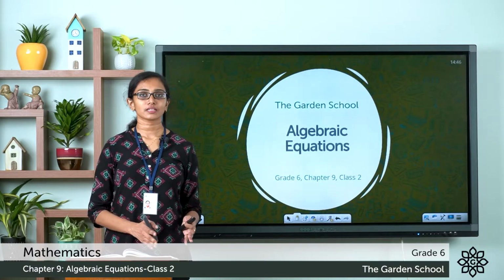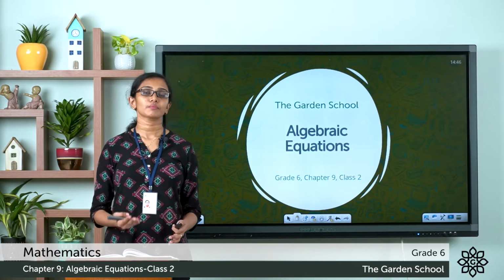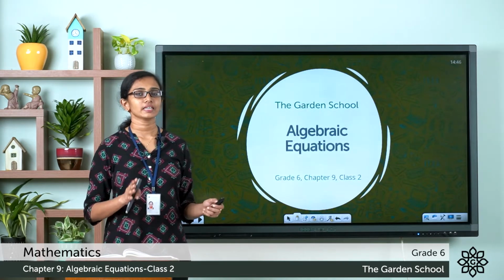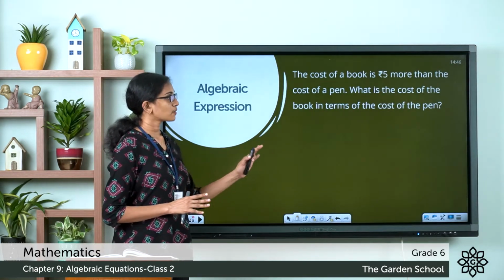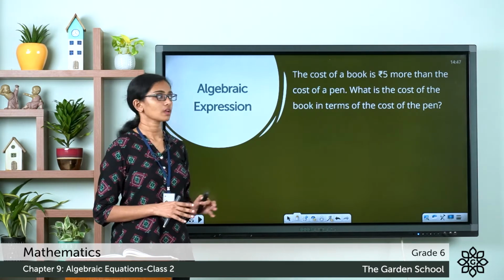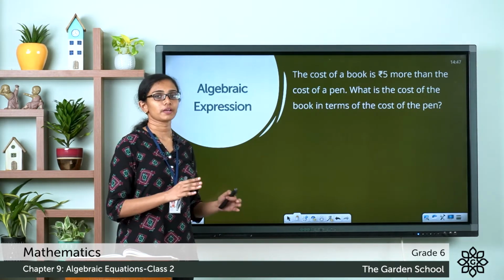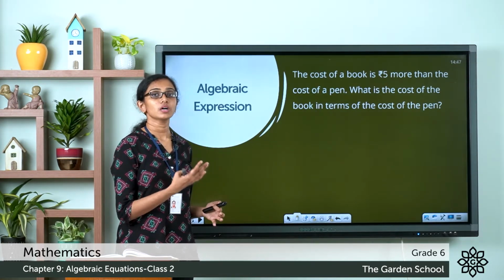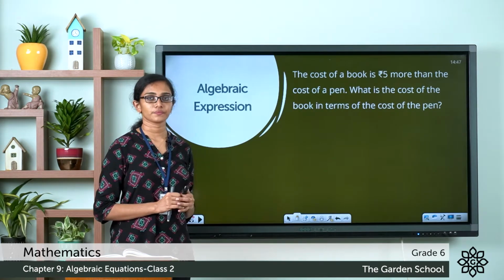So we have already started the chapter Algebraic Equations. Today let's learn more about algebraic equations. So first let's see a situation from our daily life. The cost of a book is ₹5 more than the cost of a pen. What is the cost of the book in terms of the cost of the pen? So here we are given a situation and we have to write an algebraic expression corresponding to this situation.